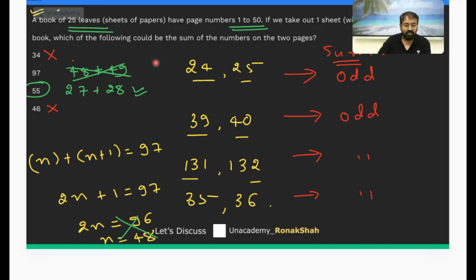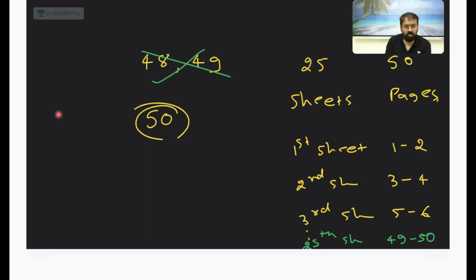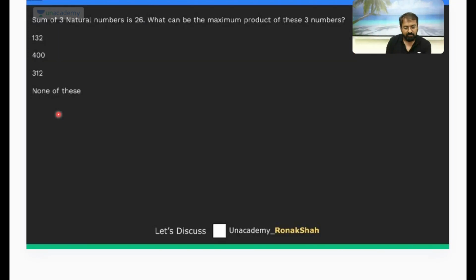47 and 48 will be together. So that's why 97 is not possible. 55 has to be the answer. Have you all understood, guys? This one? Okay. So this is how you need to try solving questions.